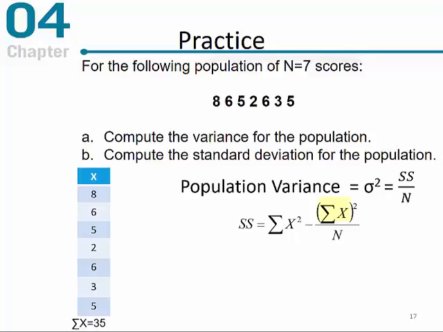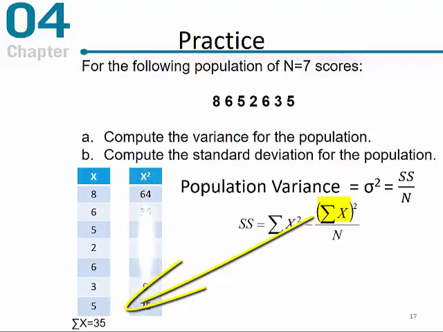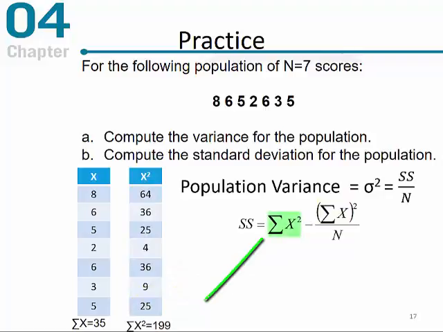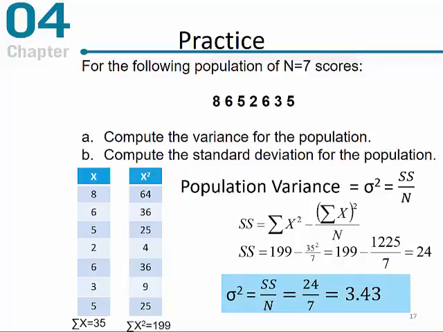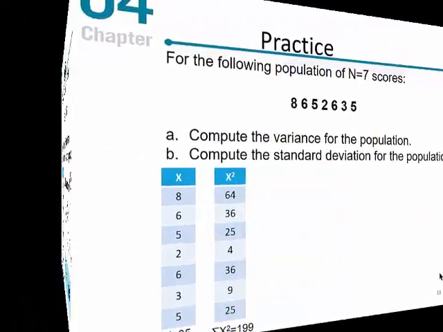The sum of x is 35. The sum of x squared is 199. Now I just plug it in, and I get a sum of squares of 24. Well, I know the number of people is 7, so now I use the population variance formula. So that's 24 divided by 7, so I get a variance of 3.43.